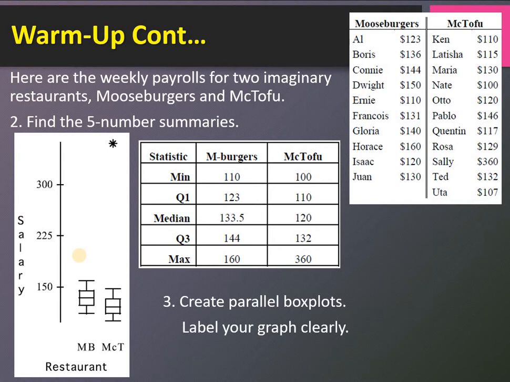So listen to that. We know we have shape, center, spread, including anything unusual. But when we're talking about center, you want to give me the values for center for both of them. You want to give me context. And you want to use some sort of comparative language. Okay, spread.